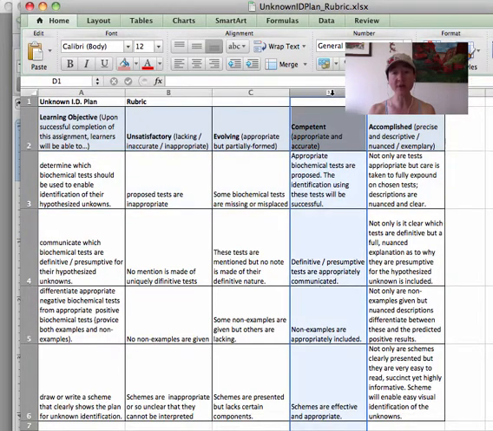We're only looking for competent. Appropriate biochemical tests are proposed. The identification using this test will be successful, and that is a competent mark.